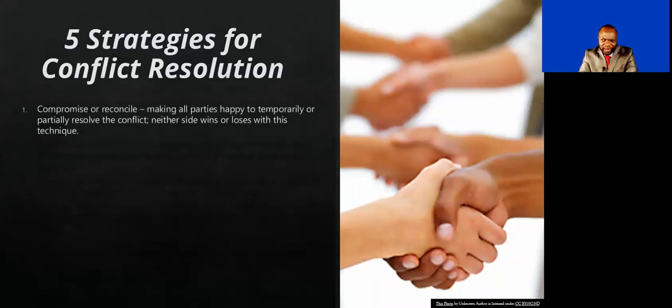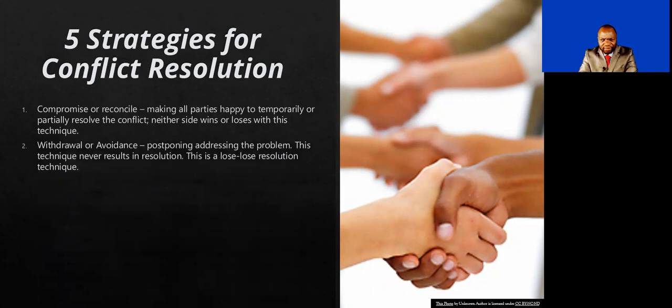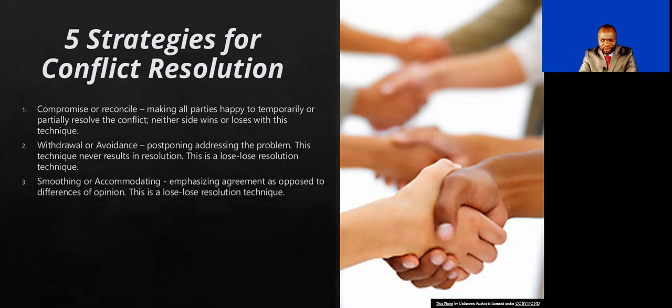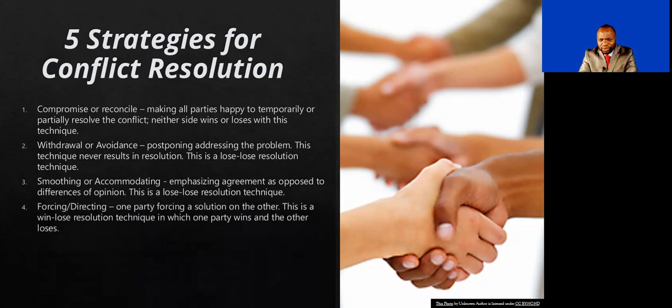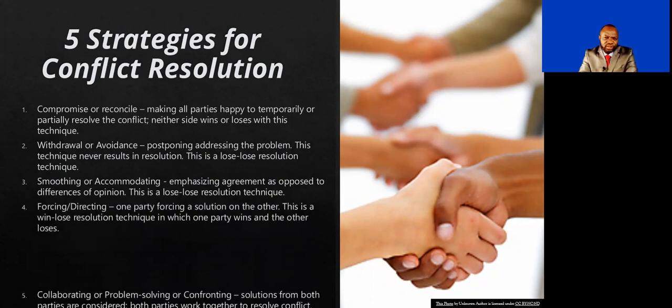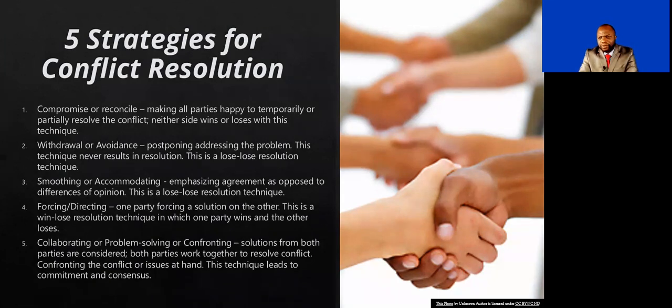You've got compromise or reconcile, making all parties happy, temporarily resolve the conflict; withdraw or avoid, run away, don't address the conflict immediately; smooth or accommodate, emphasize agreement as opposed to different opinions; force or direct, one party forcing a solution on the other; and we have collaborate or problem solve. In collaborate or problem solve, which we also call confront, we have solutions from both parties being considered, and it typically results in a win-win when done correctly.